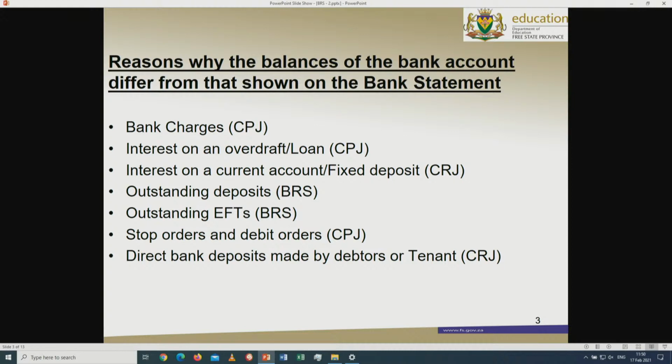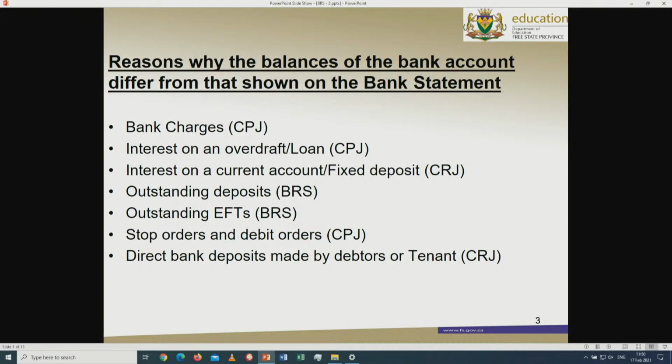Remember, we can make an arrangement with the bank to deduct the money directly, or with another business to deduct the money directly from our bank account. So stop orders or debit orders, for example in terms of insurance. We made an example of a car. If you buy a car, you have a vehicle, you are paying insurance on it, but you are not going personally to the insurance company to pay that money.